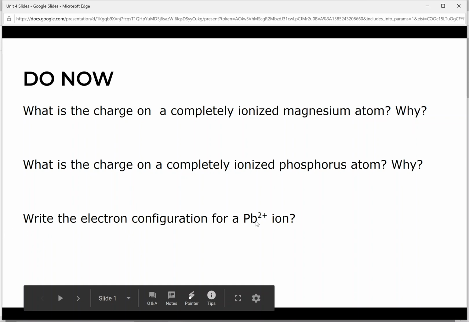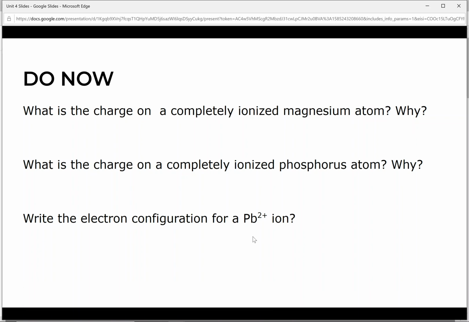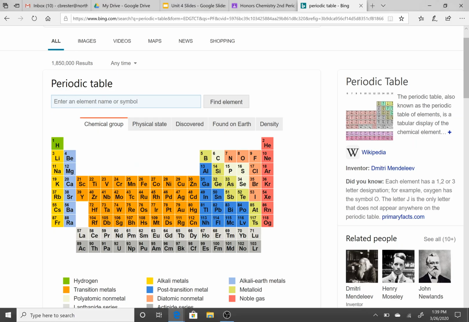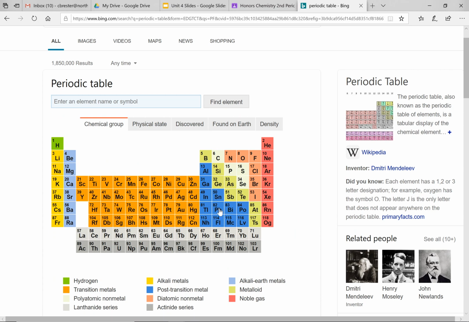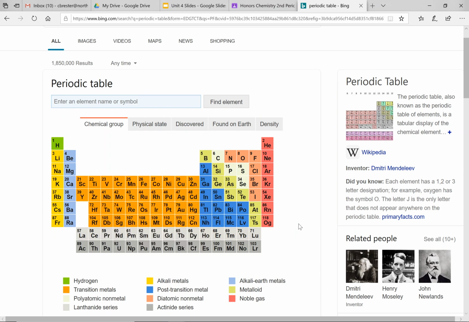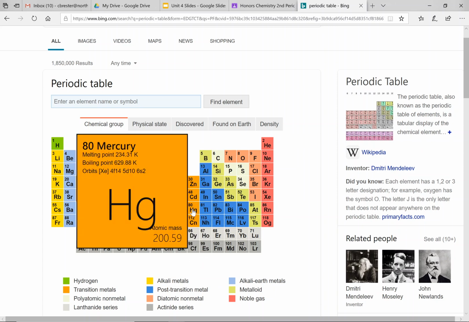Last thing, writing out the electron configuration for a lead 2 plus ion. I'll give you a second here. You can pause the video if you want. All right, the lead 2 plus, lead is normally 82, right? And if we subtract 2 electrons from the electron configuration, it should be lead with an electron configuration that resembles mercury.